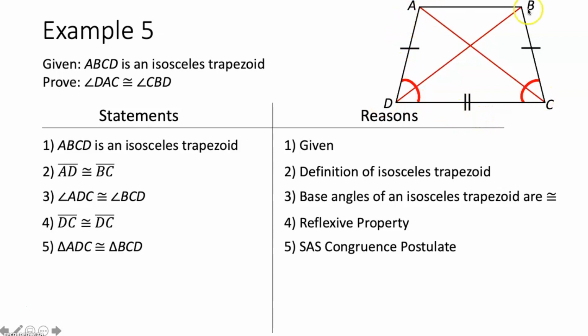Lastly, because this triangle is congruent to this triangle, we can say that this angle must be congruent to this angle because corresponding parts of congruent triangles must be congruent. And you're done.